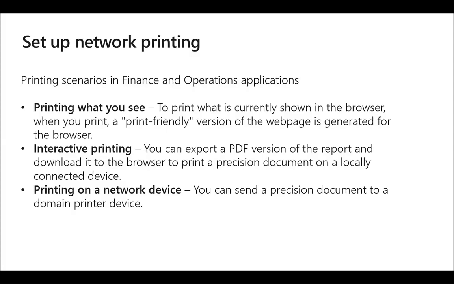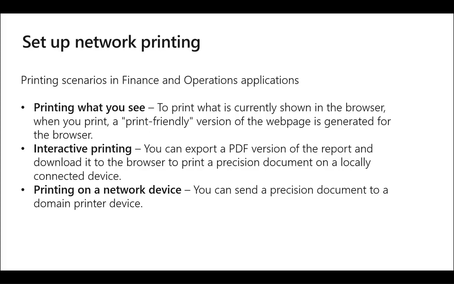Print scenarios in Finance and Operations applications. Printing what we see: to print what is currently shown in the browser. When we print, a print-friendly version of the web page is generated for the browser. This is supported by the browser's rendering of the HTML5 client.